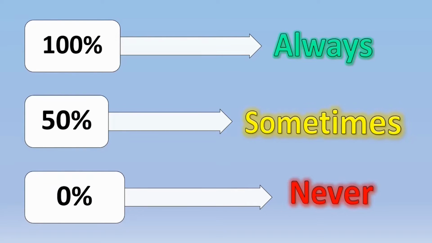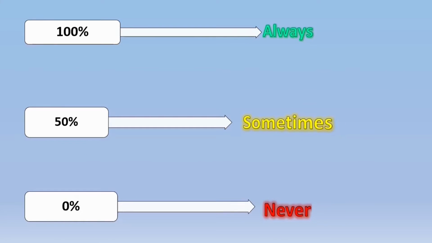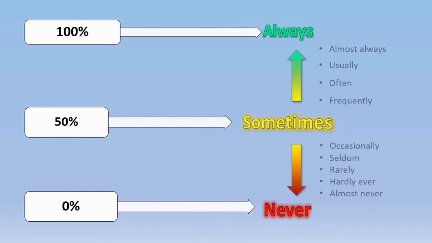These adverbs of frequency, always, sometimes, never, can be used to dynamically help your English conversation. Always is something that you do 100% of the time. Sometimes is something you do 50% of the time. And never is something you will do 0% of the time. Always, sometimes, never make a range from 100% to 0%.